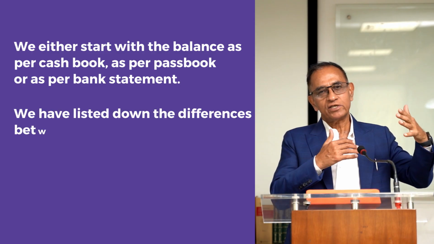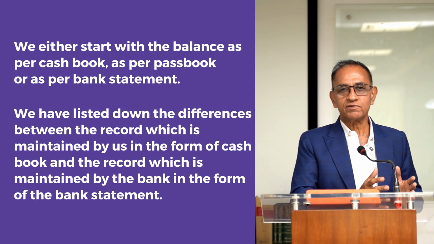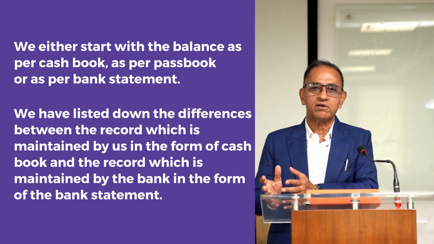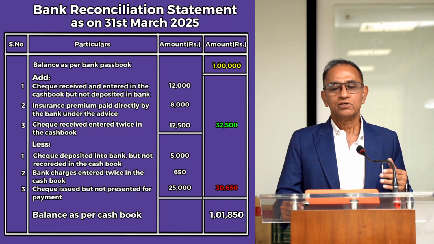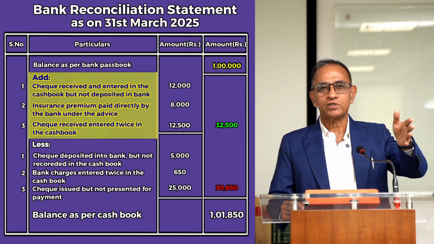Then we have listed down the differences which are there between the record which is maintained by us in the form of cash book and the record which is maintained by the bank in the form of the bank statement. All those differences we have listed down. वो जो list of differences है, we have classified them into two categories. That means either they are add items or they are minus items. So हमने सारी add items इकट्ठी करके in the inner column we have reflected all those add items.